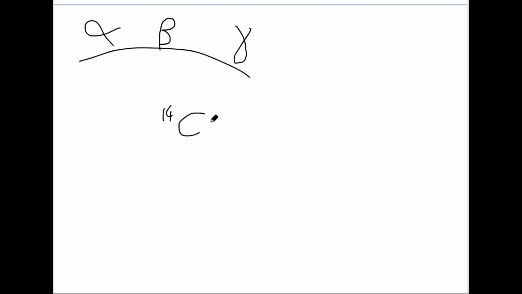Anyway, so carbon 14 is radioactive, and its half-life is about 5,000 years. I'm going to put it in quotes so you learn about it. So its half-life is about 5,000 years. Now, what is a half-life? It's the time it takes for half of the atoms to disappear.